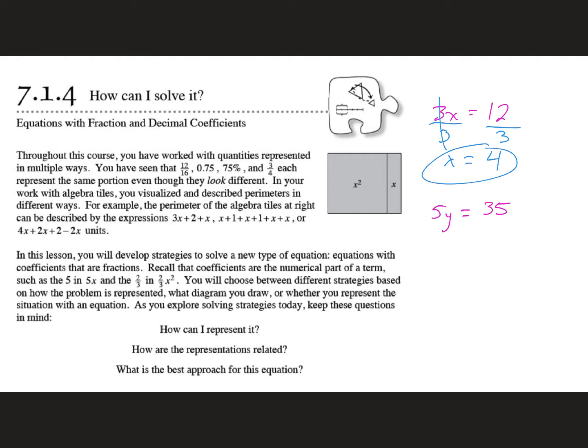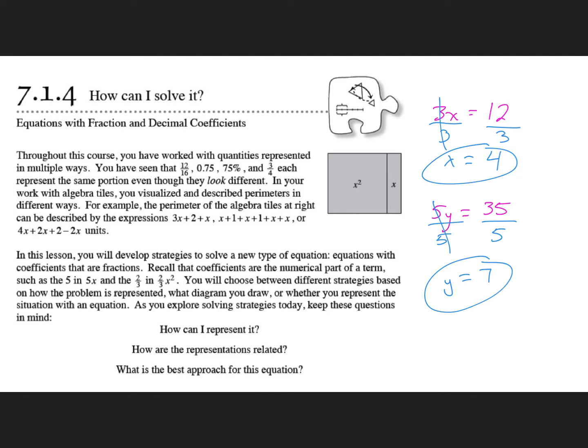Okay? On the second one, I have 5y is equal to 35. Again, 5y is what operation? Multiplication. The inverse operation of multiplication would be division. So I'm going to divide both sides by 5. And the reason why I divide by 5 is that 5 divided by 5 gives me 1. So that leaves me with y is equal to 7.